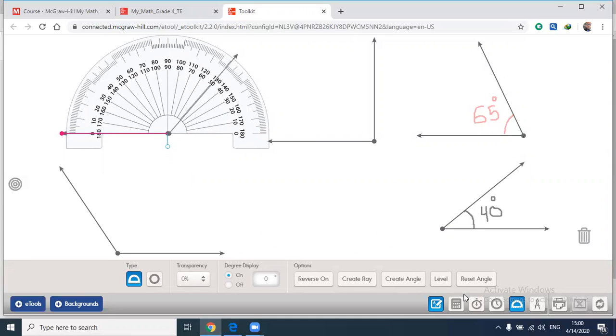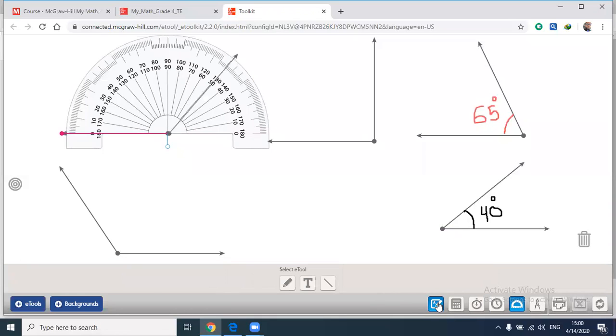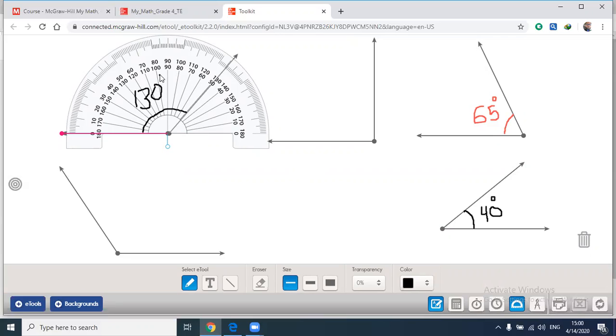So I'll write here, the measure of this angle is 130 degrees. Next one.